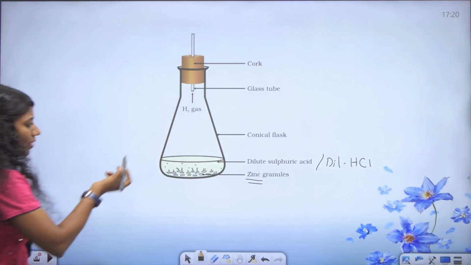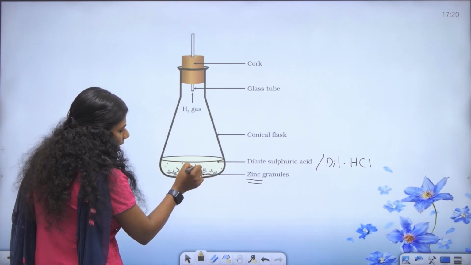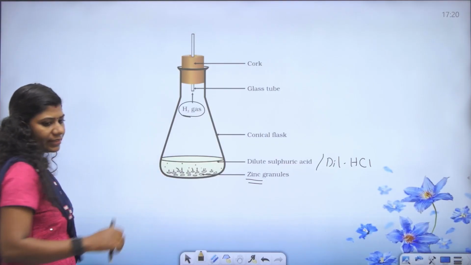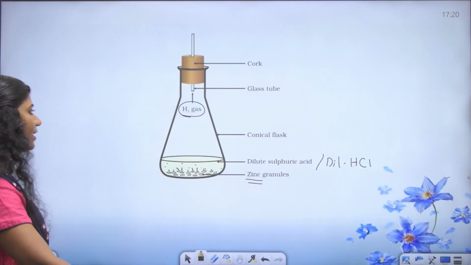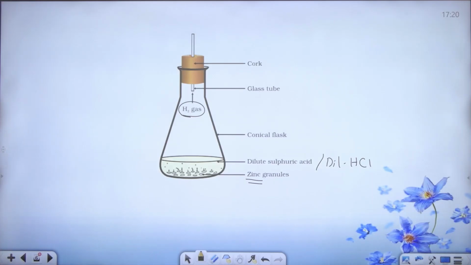Small bubbles are coming out. These bubbles indicate the presence of gas. The gas is hydrogen gas. Hydrogen gas is formed and evolved. Zinc reacts with the dilute acid, dilute sulfuric acid or dilute HCl. It liberates hydrogen gas.